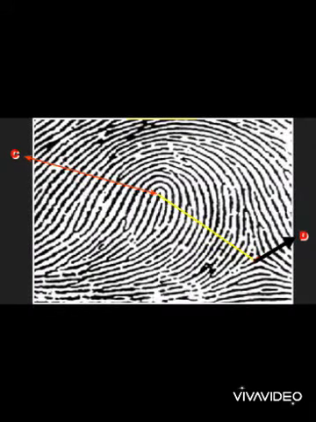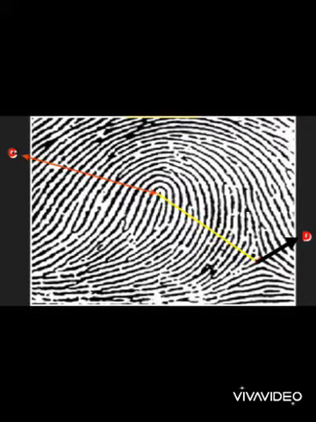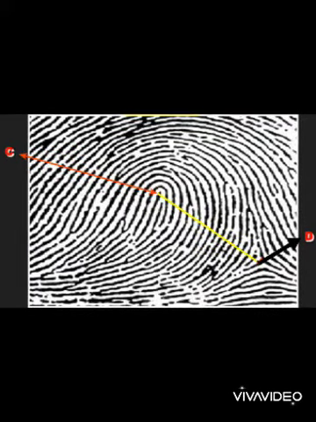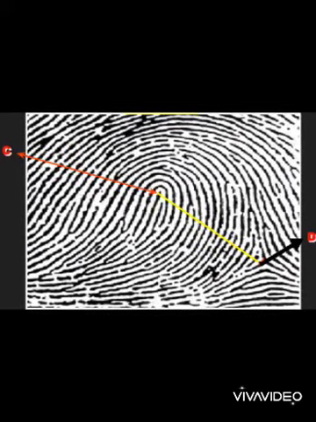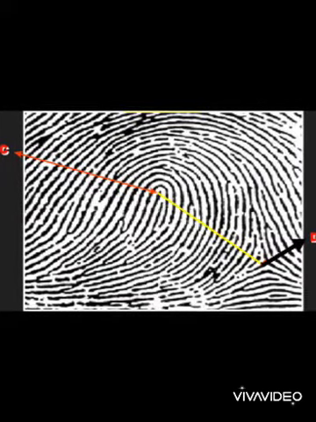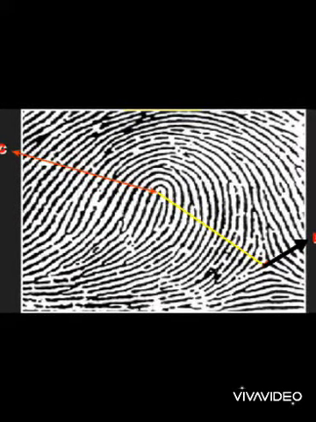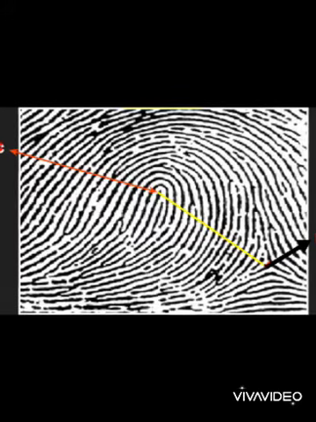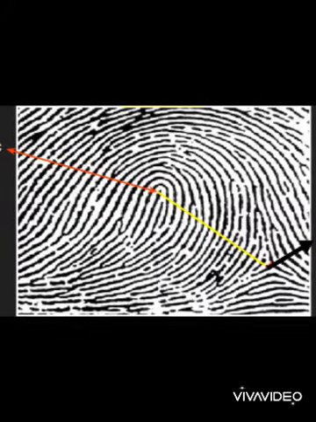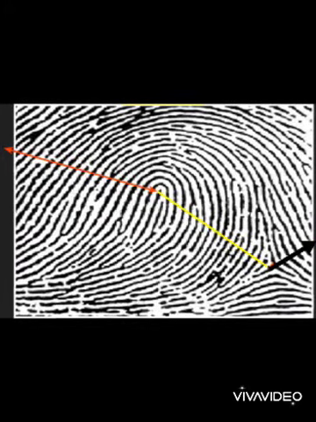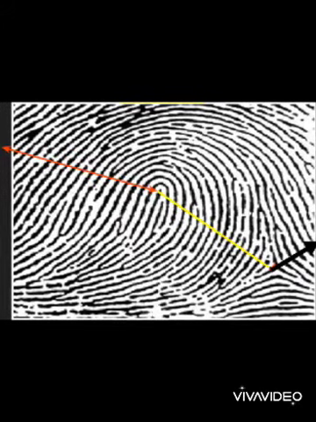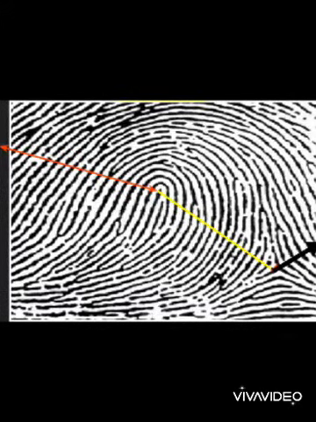It is said that in order for it to be called a loop, it must have a sufficient recurve, a delta, and a ridge count. So as we can see here, there is a sufficient recurve, and as we can see in the red line, a delta, the black arrow, and the ridge count, which is 16, the yellow arrow.